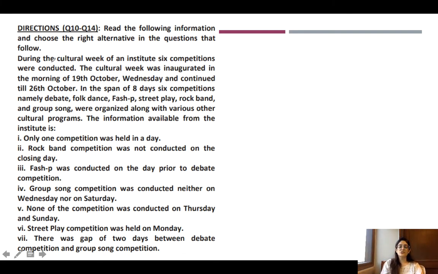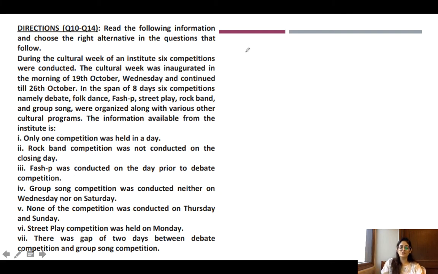Now, during the cultural week of an institute, 6 competitions were conducted. The cultural week was inaugurated in the morning of 19th October, Wednesday, and continued till 26th October. In the span of 8 days, 6 competitions, namely debate, folk dance, fash piece, street play, rock band, and group song, were organized along with various cultural programs. The information available from the institute is this. So this is the information that is available.